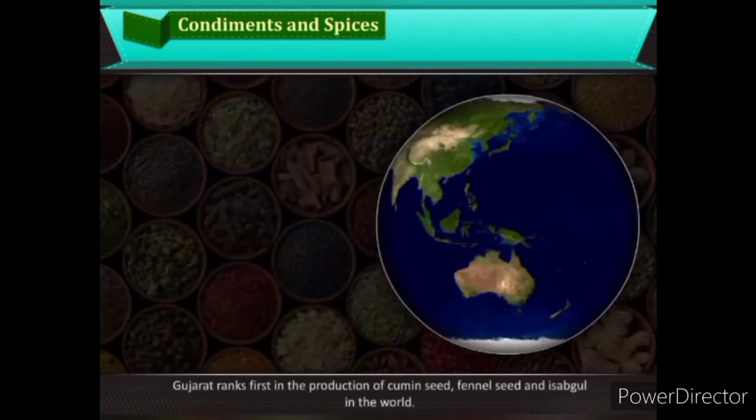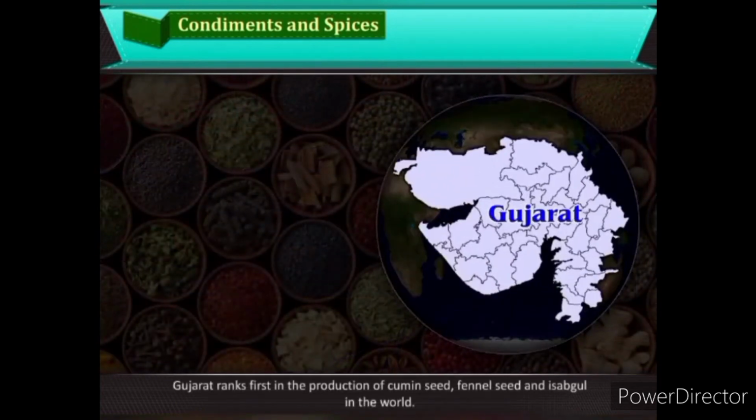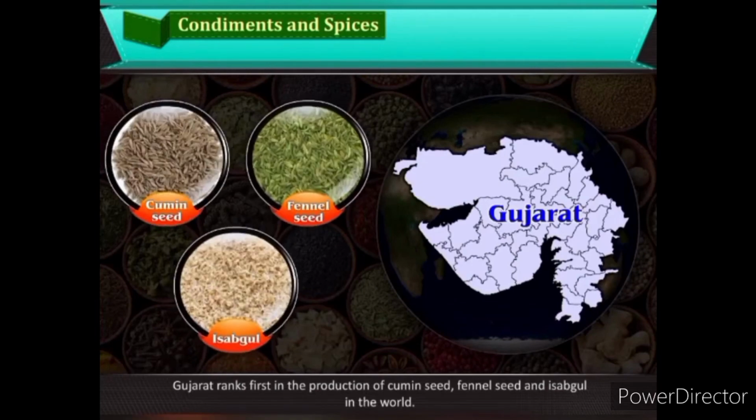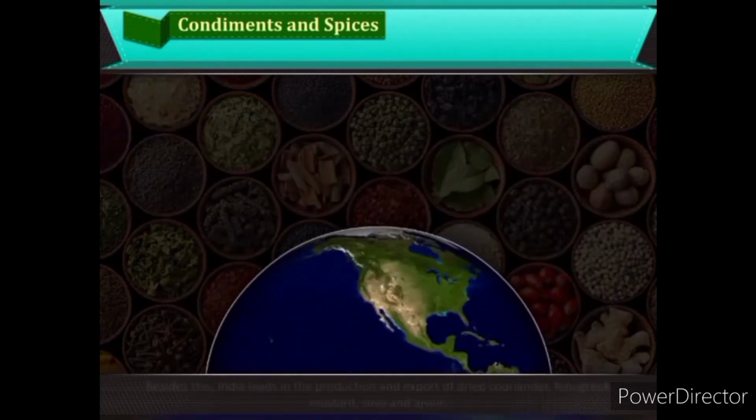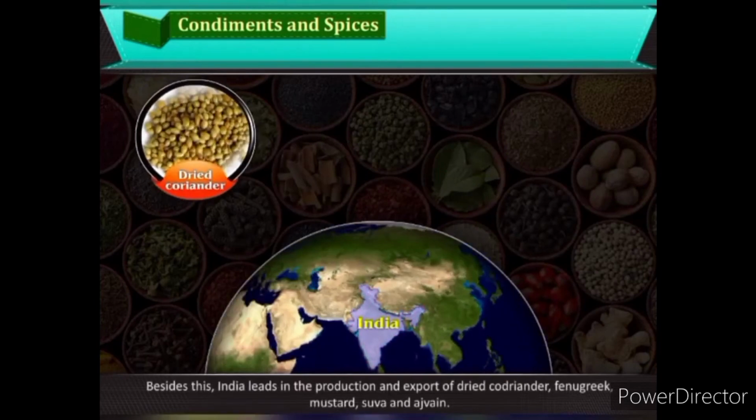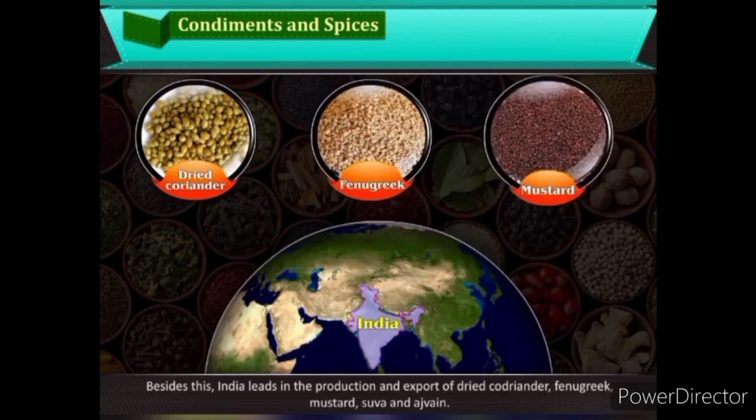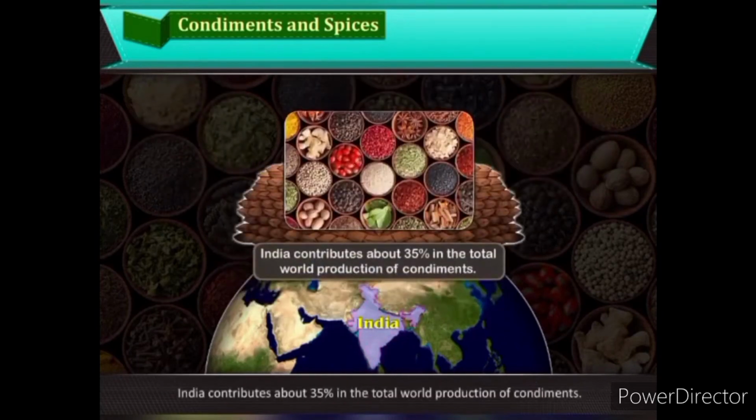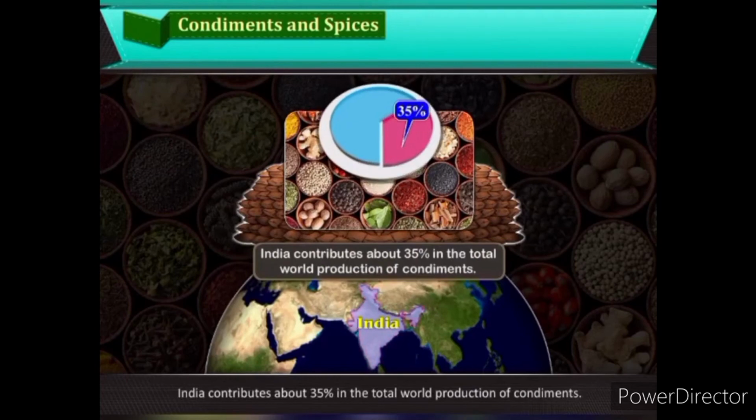Condiments and spices. Gujarat ranks first in the production of cumin seed, fennel seed, and isabgol in the world. Besides this, India leads in the production and export of dried coriander, fenugreek, mustard, suva, and ajwain. India contributes about 35% in the total world production of condiments.